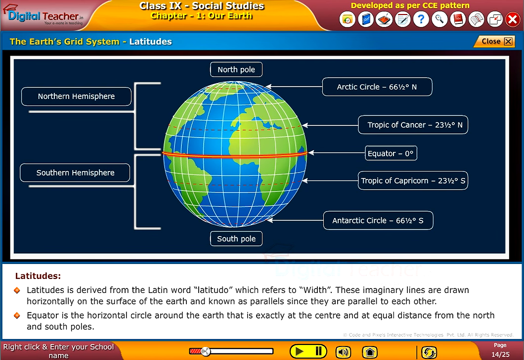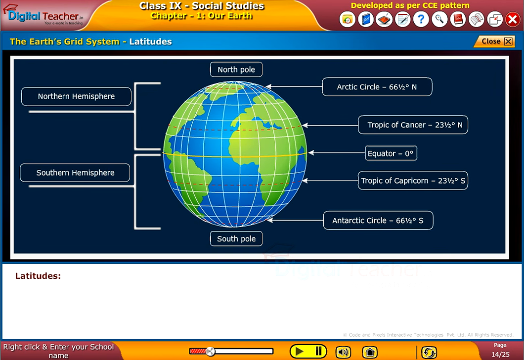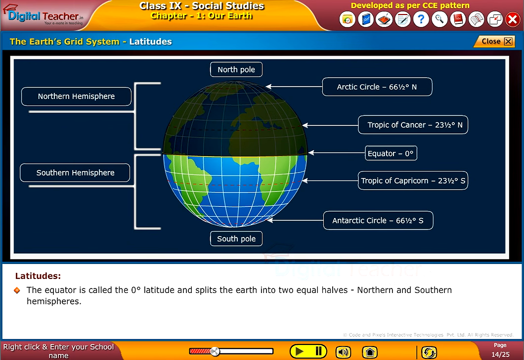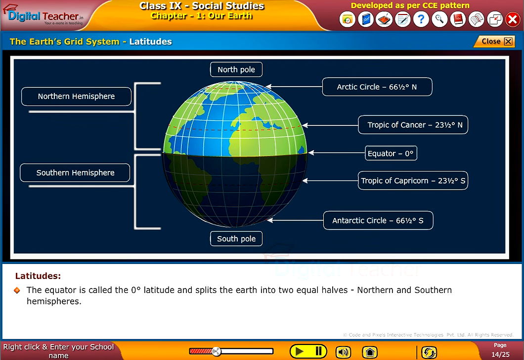Equator is the horizontal circle around the Earth that is exactly at the center and at equal distance from the north and south poles. The equator is called the 0 degrees latitude and splits the Earth into two equal halves, northern and southern hemispheres.